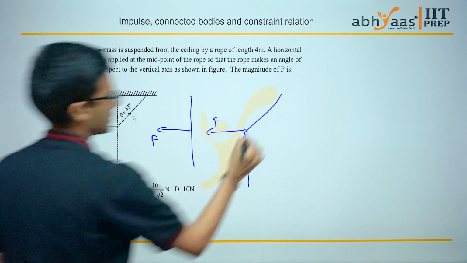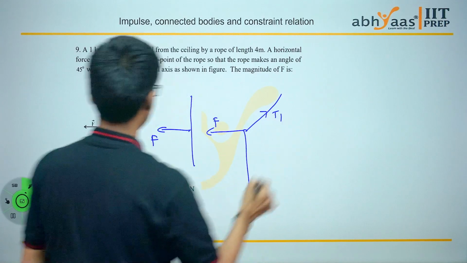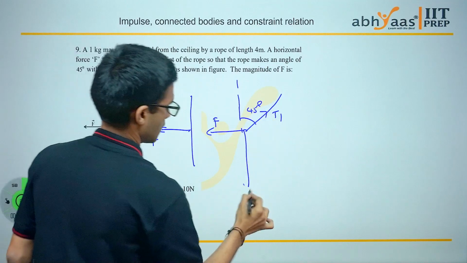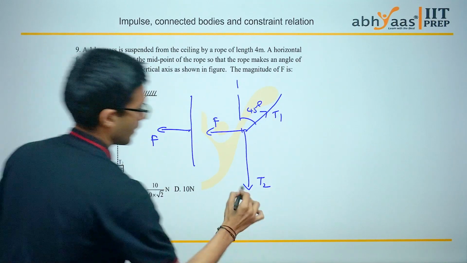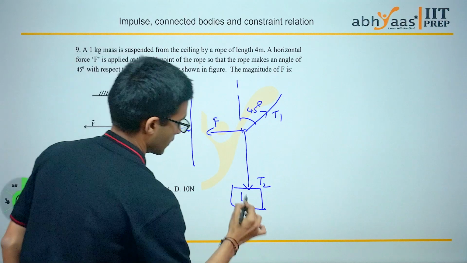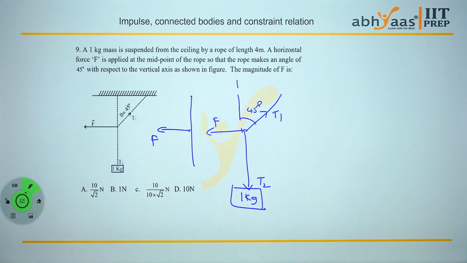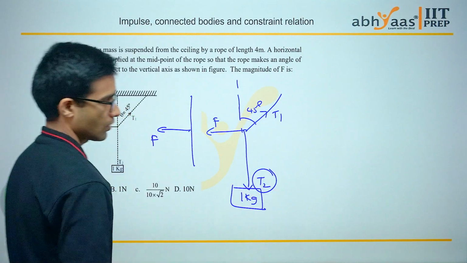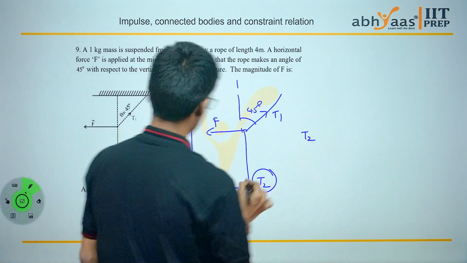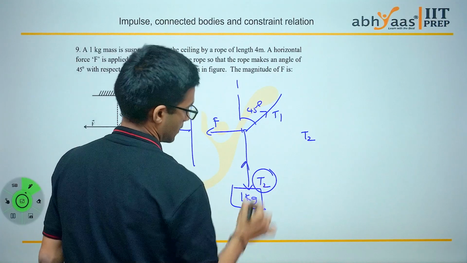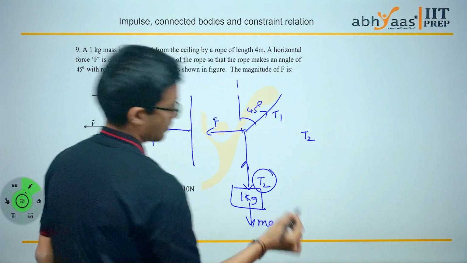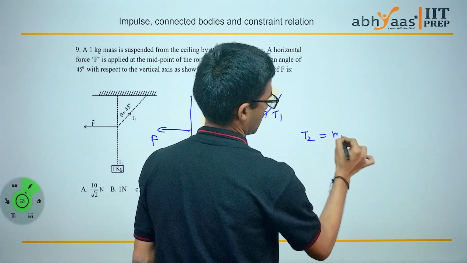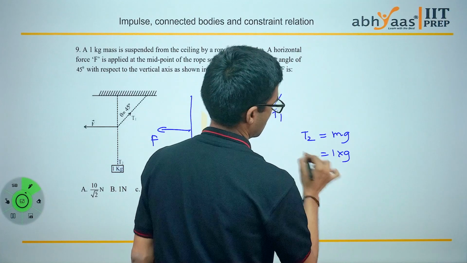So this is a tension T1, and the angle is 45 degrees. This is a tension T2. Here there is a mass of 1 kg. Now what is the magnitude of the force? First of all, T2 you will get directly. Looking at the forces, T2 equals mg, that is T2 equals 1 into g, so T2 equals g.